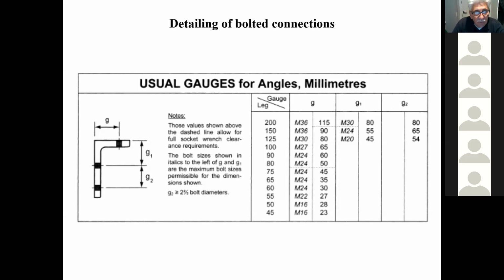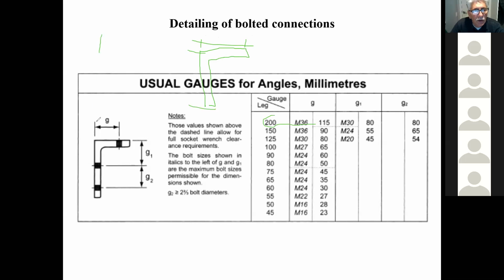So here they're telling you, for example, if the leg measures 200 millimeters, in other words from there to there you have 200 millimeters, then you can go up to an M36 bolt and keep the gauge distance at 115, with G1 and G2 in this direction. This applies to a steel angle with equal legs too. This applies to the leg itself. So even with an equal leg, if this is 200 here, you can use these values here, and if this is 200 here, you can use those values here.